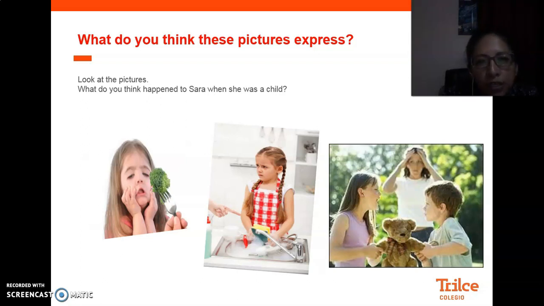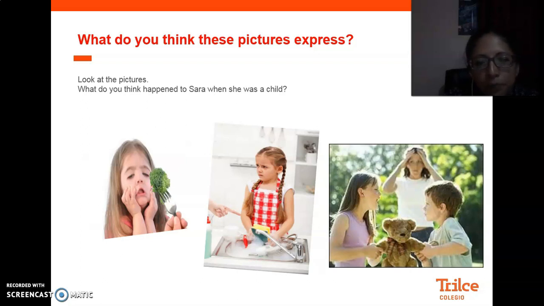What do you think this picture expresses? Well, let me tell you that this girl's name is Sarah when she was a child. Look at the pictures. Picture 1. Look at her face. Do you think Sarah liked broccoli when she was a child? No, she didn't. Did she?